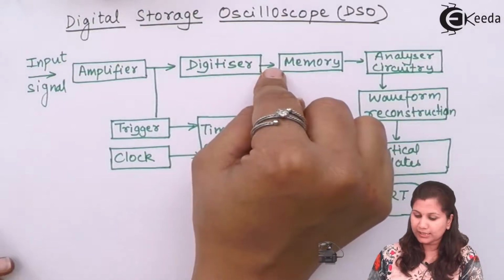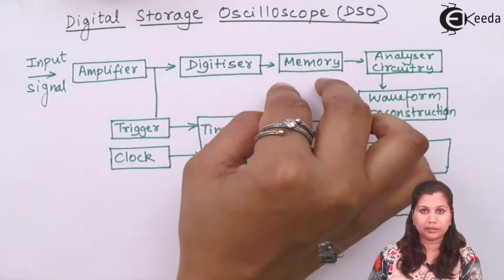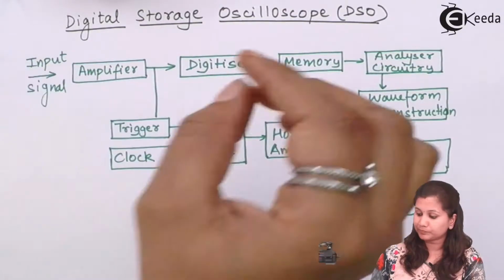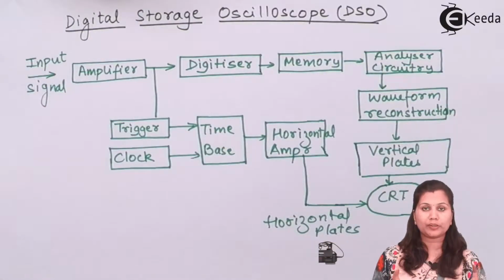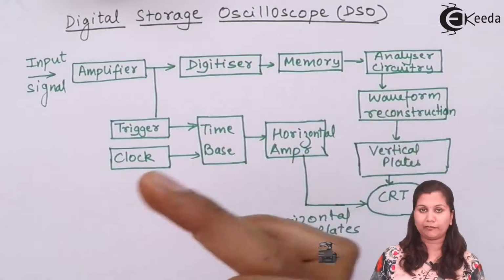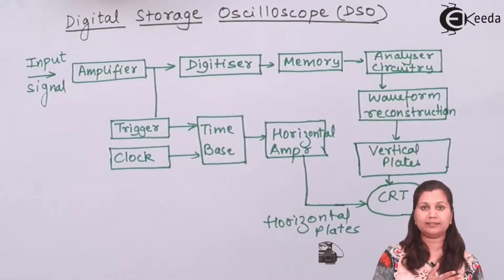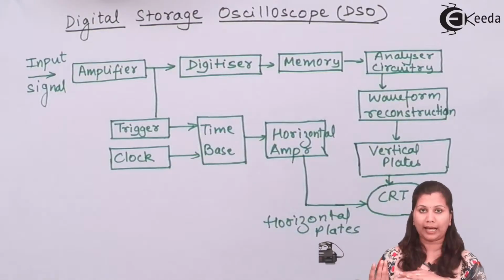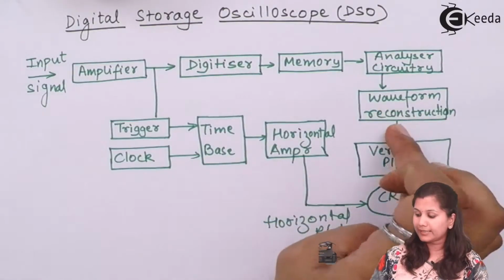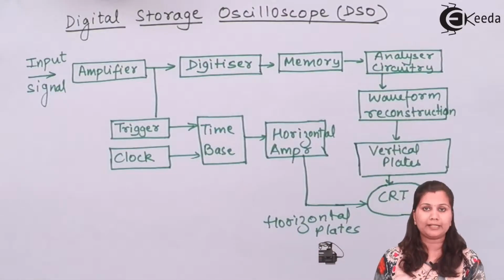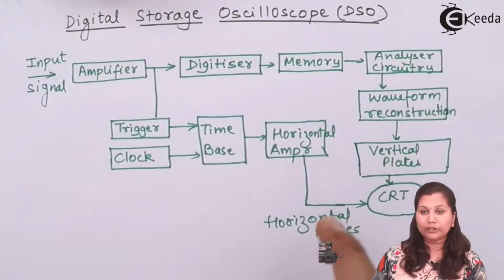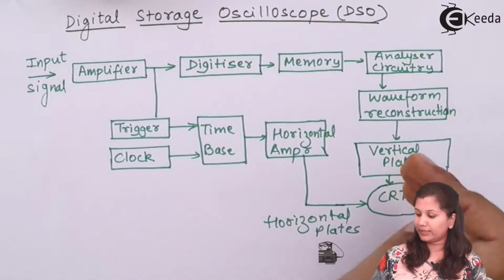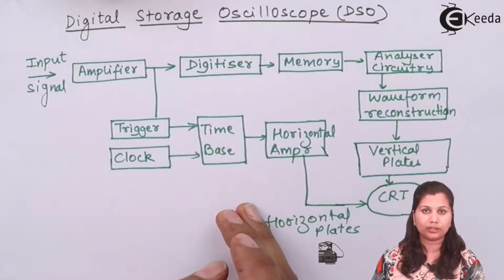After that, this digital signal will be stored in the memory, which is the digital memory. After that, we have the analyzer circuit, which is going to process the digital signal. After doing the processing, the waveform is reconstructed, means again the digital signal is converted into the analog form, and then that signal will be applied to the vertical plates of the cathode ray tube. Now we have two inputs to the cathode ray tube. One is the vertical input and second is the horizontal input.